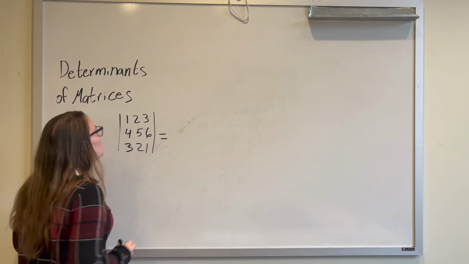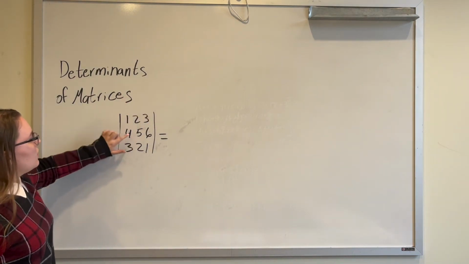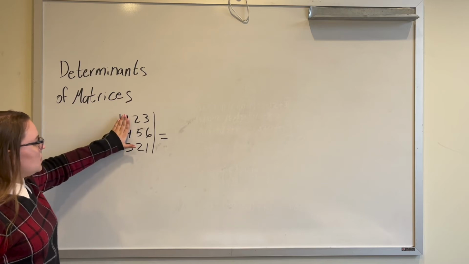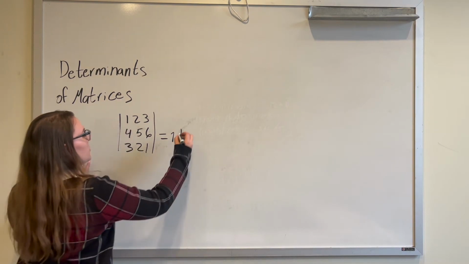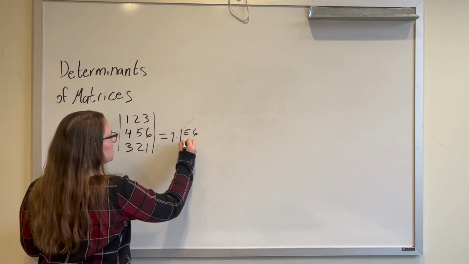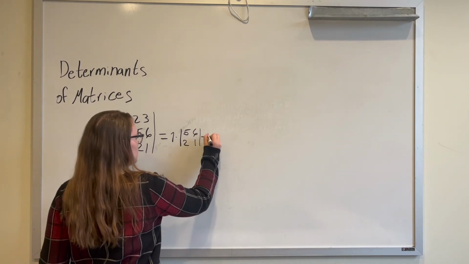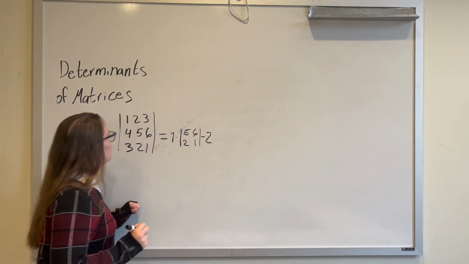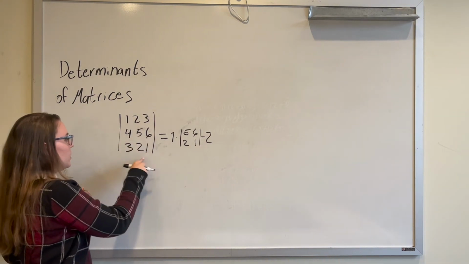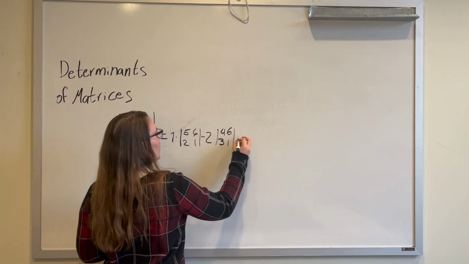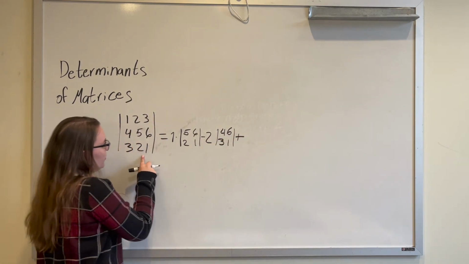All right, now let's say that we want to find the determinant of this matrix. To do that, we are going to block out the row and the column that our first one is in. So this then becomes 1 times the determinant of our matrix 5, 6, 2, 1. Next up, we have 2. Remember, we subtract because it alternates signs. We're going to have 2 times the matrix 4, 6, 3, 1. And then we're going to have 3 times the matrix 4, 5, 3, 2.